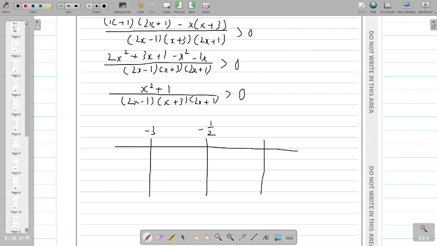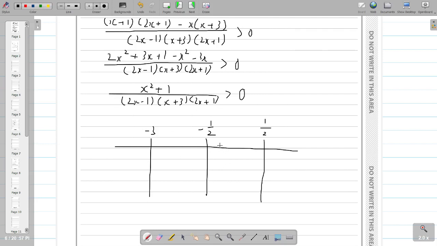What we're going to do now is test each of these points. So we're going to test a value that is greater than half, between negative half and half, between negative half and negative 3, and less than negative 3, and see which regions essentially give positive values for this particular denominator.